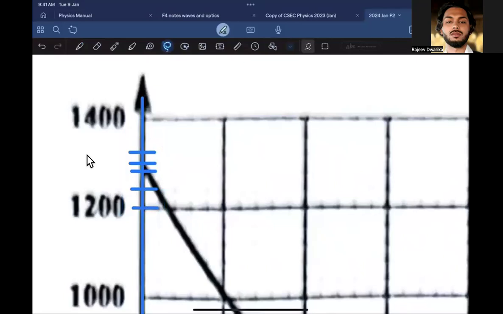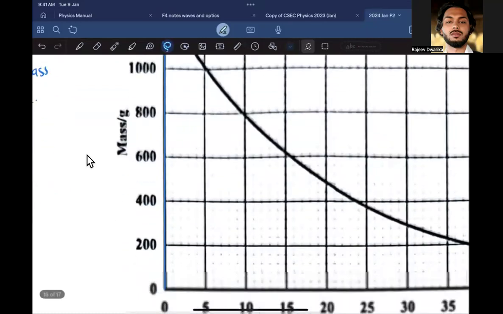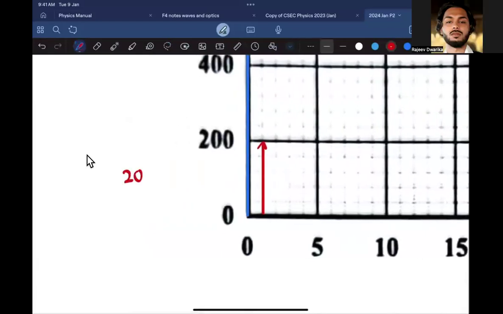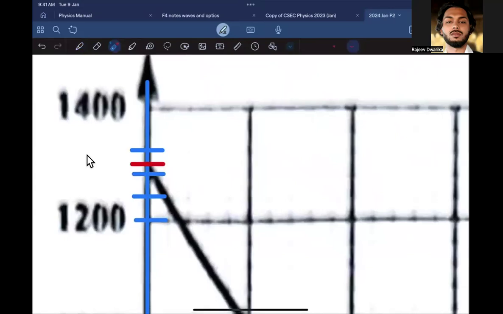Okay, it's not exactly 3. It's looking like it's in the middle. So we first need to figure out what one of these small blocks is equal to. Jadon, how many small blocks do we have from 0 to 100? 5. Right, so that means 200 could be divided amongst 5 small blocks, and each small block would be equal to 40. So this could be 1,220.